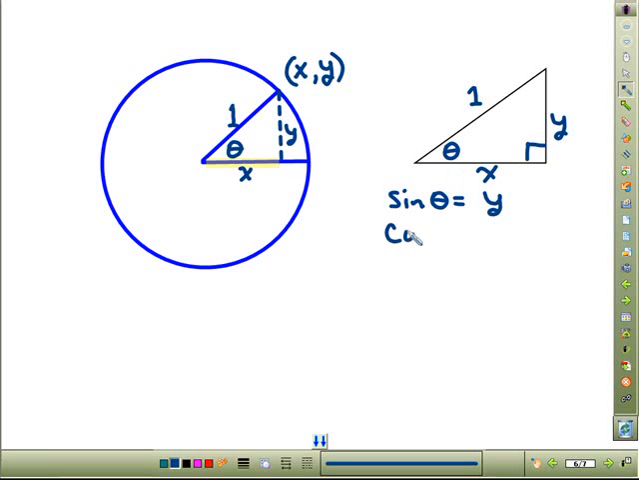Likewise, the cosine. The cosine is the adjacent over hypotenuse, which we don't have to put over 1. It's just x. We usually don't divide by 1. It's just understood. It's over 1. And tangent, what would tangent be? Opposite over adjacent, right? So that would be y over x.